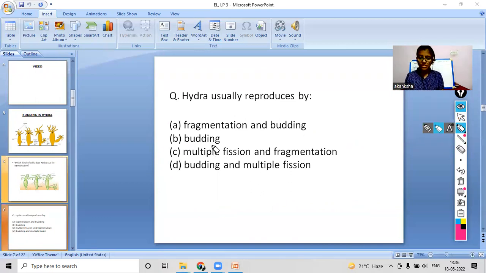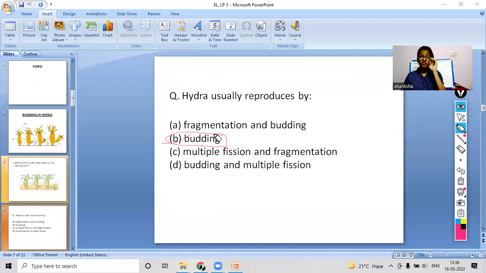The second is budding, third is multiple fission and fragmentation, and fourth is budding and multiple fission. So here the correct answer is budding. Yes, the correct answer is budding. So yes, you all answered it correctly. Hydra usually reproduces by budding. We just discussed it right now, right?